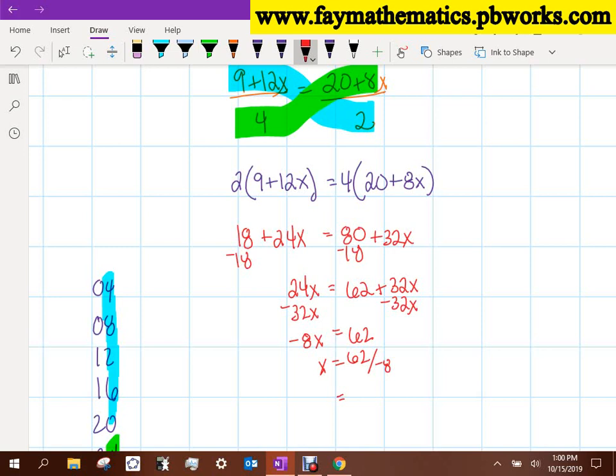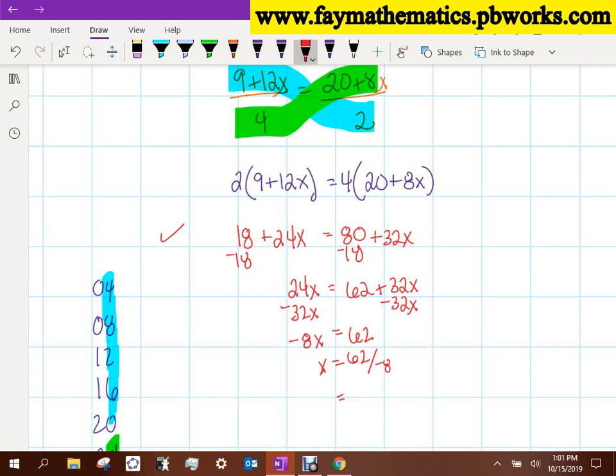At that stage, and we've talked about this several times, you've got options. There's 4 different things you can do there. I decided to subtract the 18s from both sides. If you want to subtract the 80s from both sides, you can do that. If you want to subtract 24x from both sides, or 32x from both sides, you could do it. Okay? So it doesn't matter. I subtracted 18. Eventually got 24x equals 62 plus 32x.